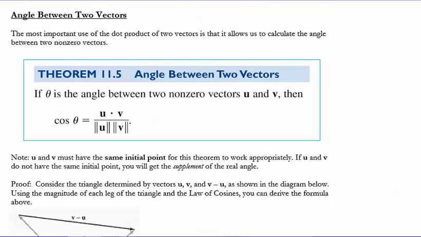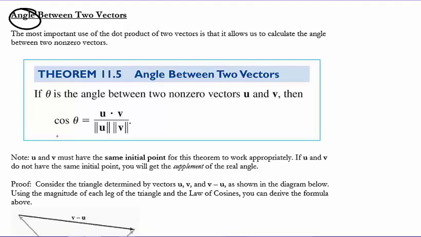All right, so why do we care? What's one reason we use these dot products? Well, because we like to use dot products to help us calculate angles. Angles are very important, and we need them. So the most important use of the dot product of two vectors is that it allows us to calculate the angle between two non-zero vectors. Here's the rule: cos theta equals u dot v over the magnitude of u times the magnitude of v. So it's the dot product divided by the magnitudes of the individual vectors. That gets you the cosine of the angle between them.